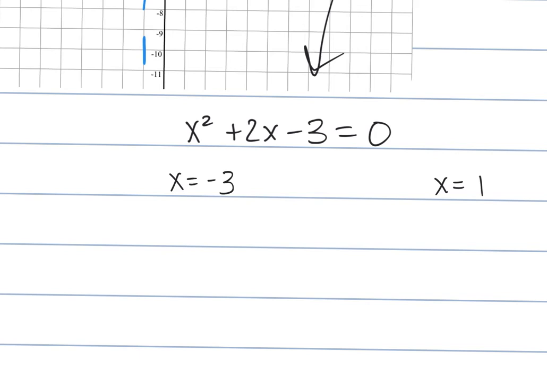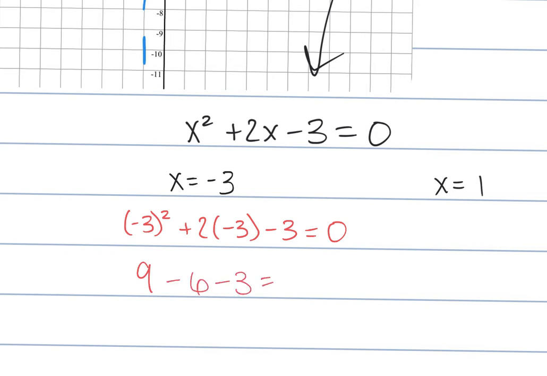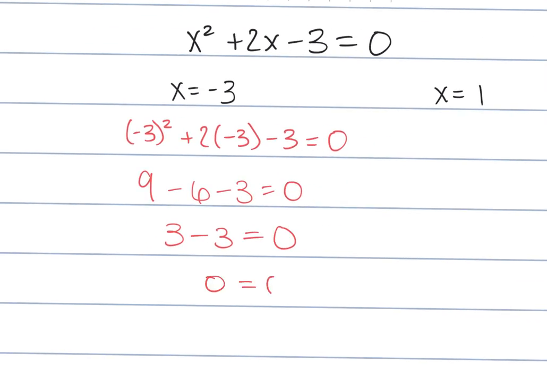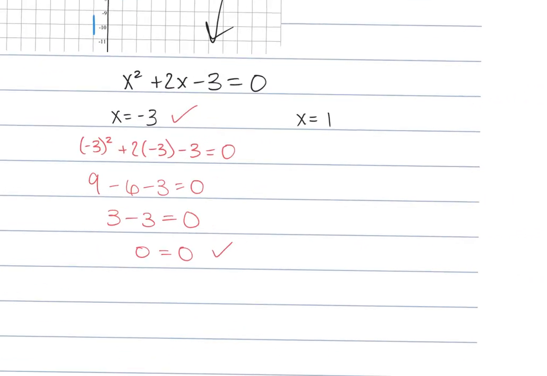So we're going to take negative 3 and plug it in. It'll give me negative 3 squared plus 2 times negative 3, and then minus 3 should be equal to 0. Let's see if it is. Negative 3 squared is going to give me 9. 2 times negative 3 is going to give me minus 6, and then minus 3. So 9 minus 6 gives me 3. We subtract 3 from 3, we should get 0. 0 equals 0. So this one works. X equals negative 3 is definitely a solution, okay?